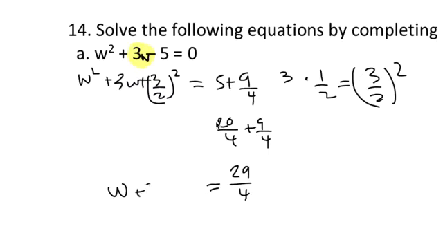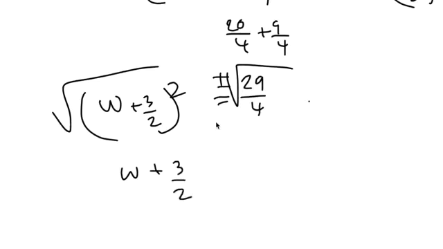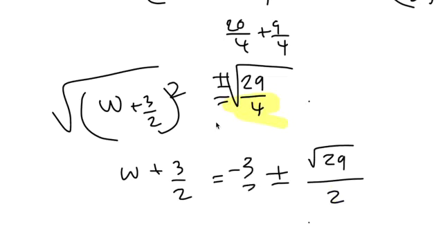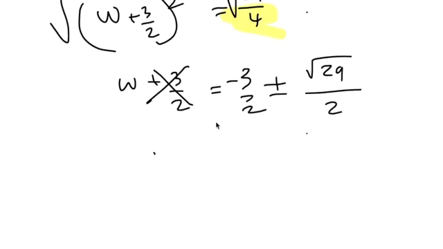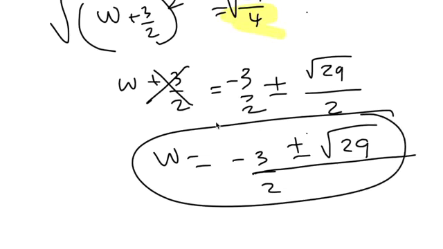Factor it. Take the square root, plus or minus. W plus 3 over 2 equals plus or minus square root of 29 over 2. The square root of 4 is 2. Okay, so we have minus 3 over 2 to both sides. So W equals negative 3 over 2 plus or minus the square root of 29. That's how you do that one.